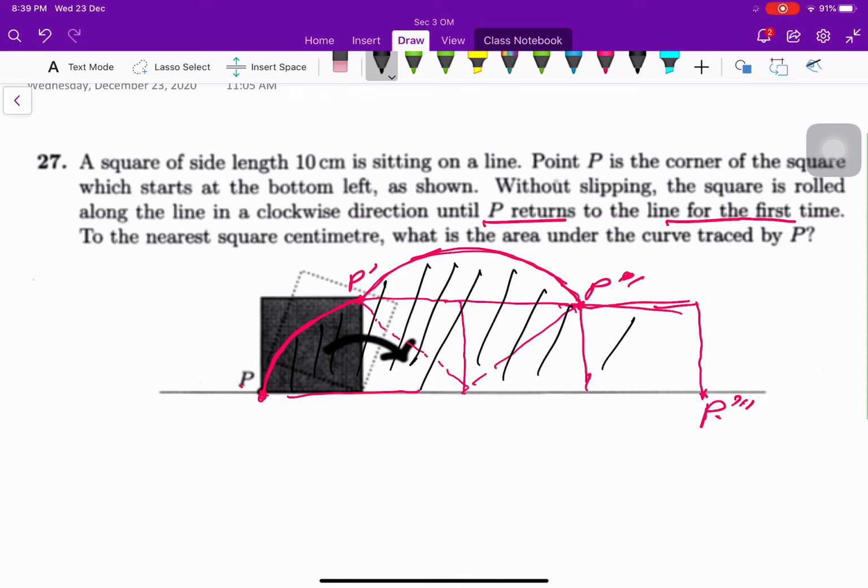Okay. Therefore, this one, take note, there's a path here. This one is like this. I would say that you can use symmetry. That means in this case, can you see that this quarter is obviously the same as this quarter here, right? Okay. Therefore, you are asked to find the area of this shape, the one that I shaded for you. That is the area under the curve traced by P.